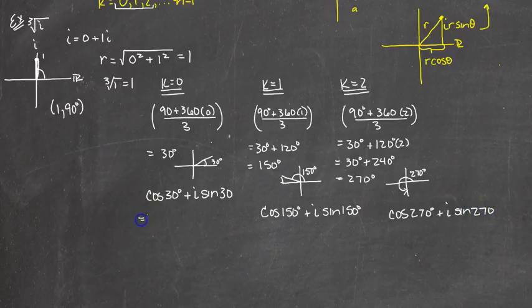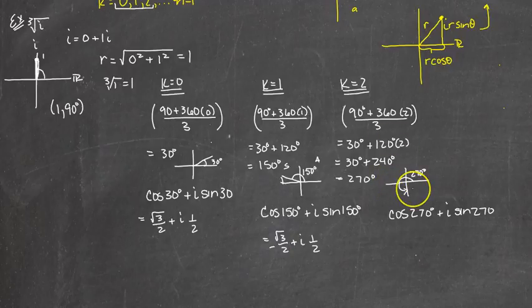So let's break them down. The cosine of 30 is root 3 over 2. In the first quadrant, it's positive, plus i times the sine of 30 is 1/2, and in the first quadrant, it's positive. Next, I have the cosine of 150. Again, it's root 3 over 2, but in the second quadrant, the cosine is negative, plus i times 1/2, and all students, the sine function is still positive.